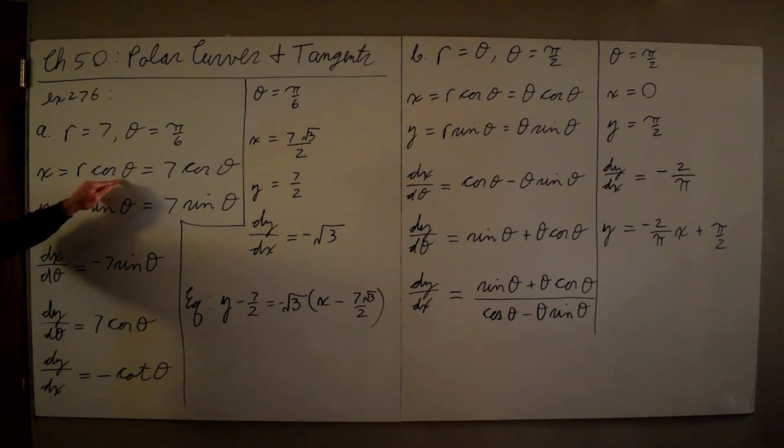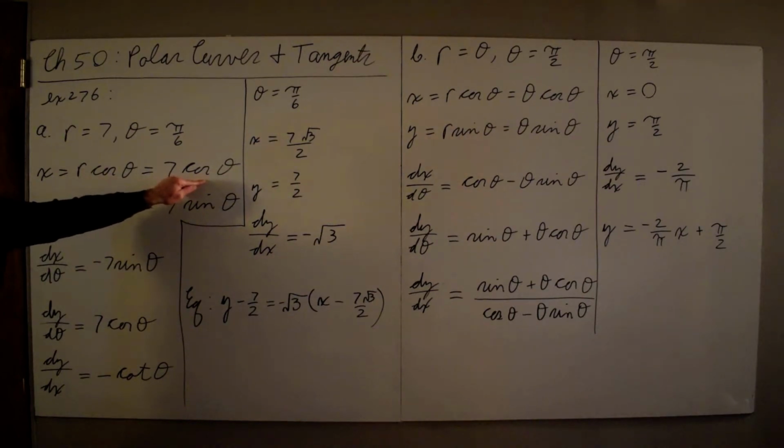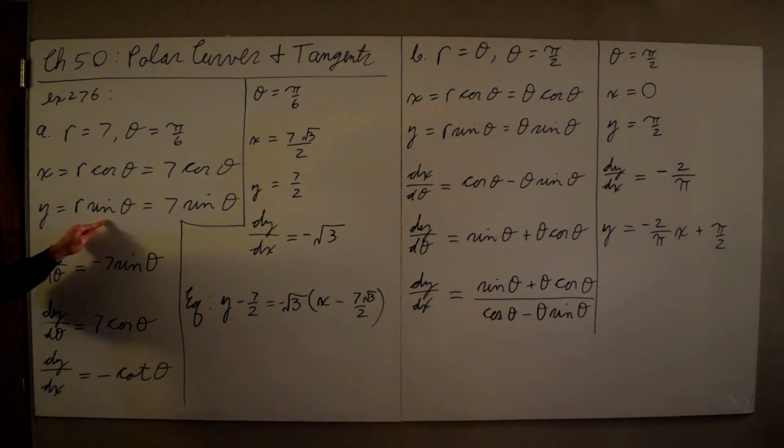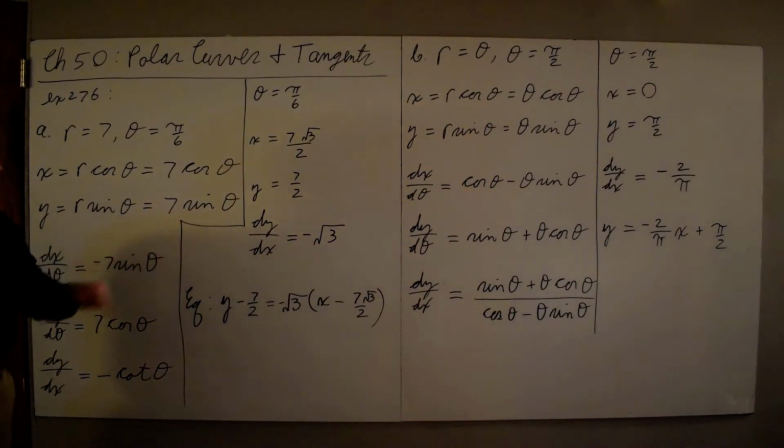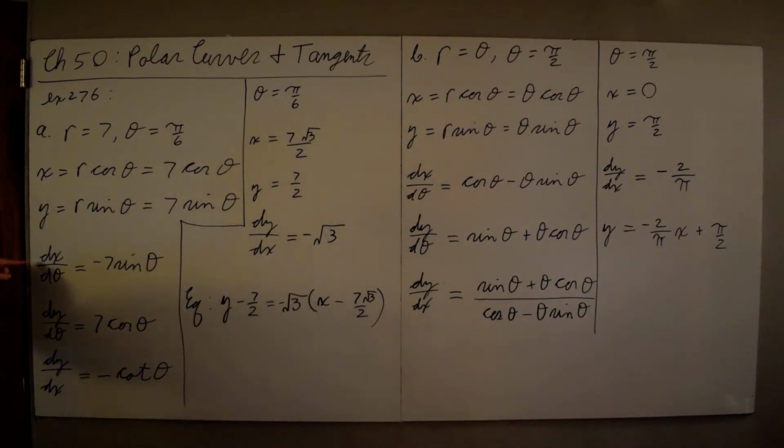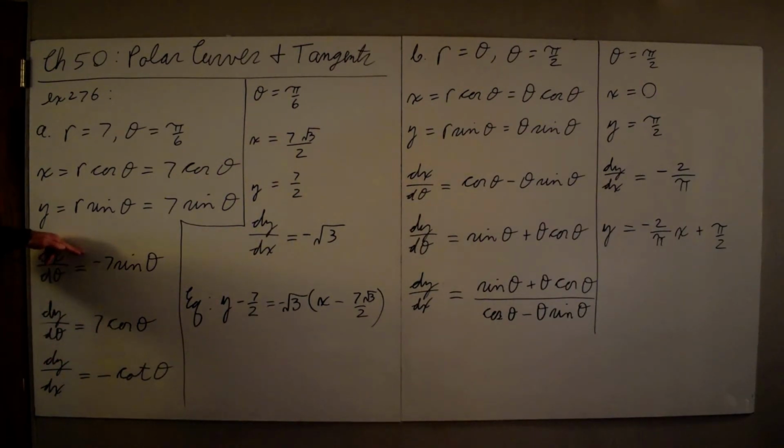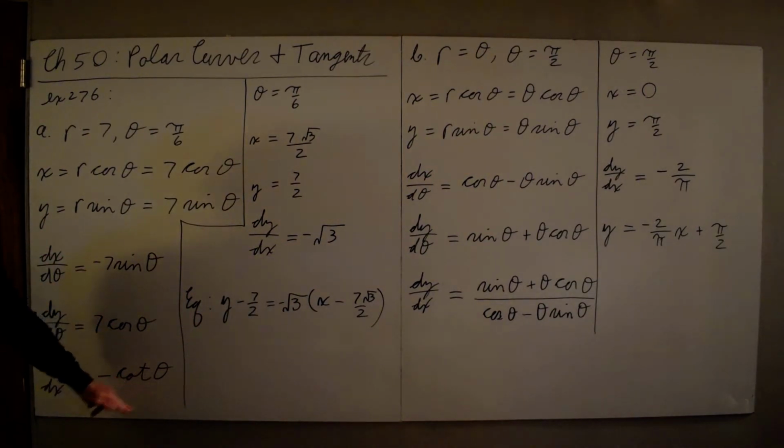So x is r cosine theta. Since r is 7, that's 7 cosine theta. y is r sine theta, and since r is 7, that's 7 sine theta. The derivative of x with respect to theta is negative 7 sine theta. The derivative of y with respect to theta is 7 cosine theta. The derivative of y with respect to x is the derivative of y with respect to theta divided by the derivative of x with respect to theta. So it's 7 cosine theta divided by negative 7 sine theta, which simplifies to negative cotangent of theta.